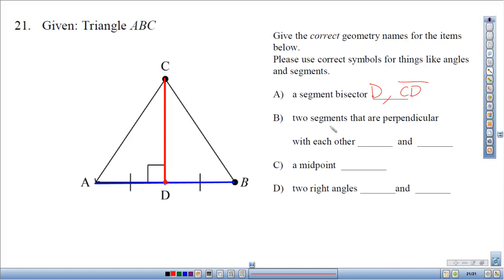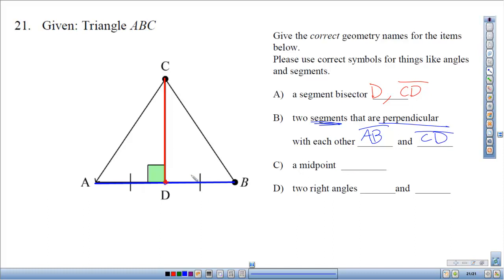Alright, now they want 2 segments that are perpendicular with each other. Well, what does perpendicular mean? It means 2 segments or angles or rays that make a right angle. So do you see that this makes a right angle? So I think we can just go ahead and say perpendicular means makes a right angle. So what 2 segments make a right angle with each other? I think I'm going to say something like segment AB and segment CD. Those make a right angle. That's what perpendicular means.